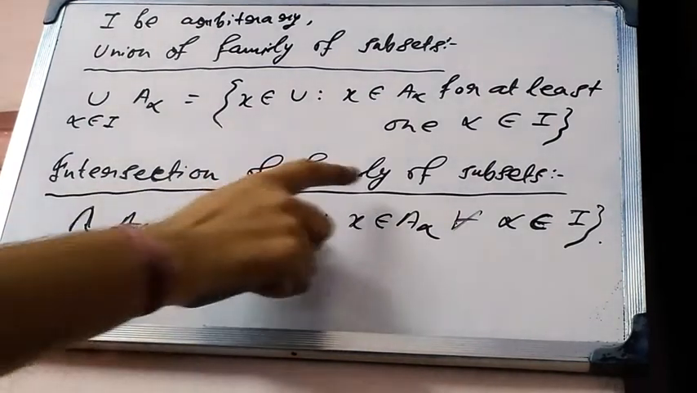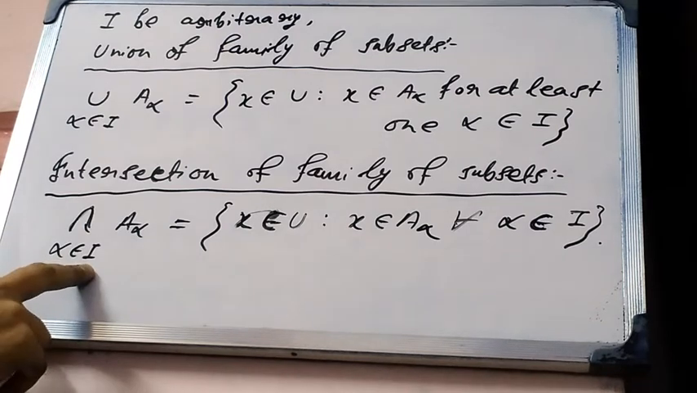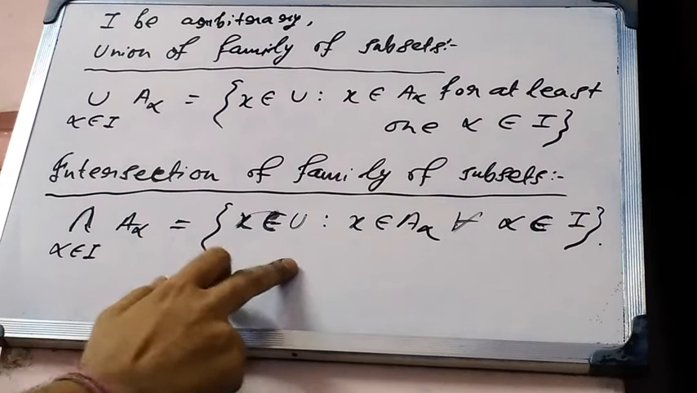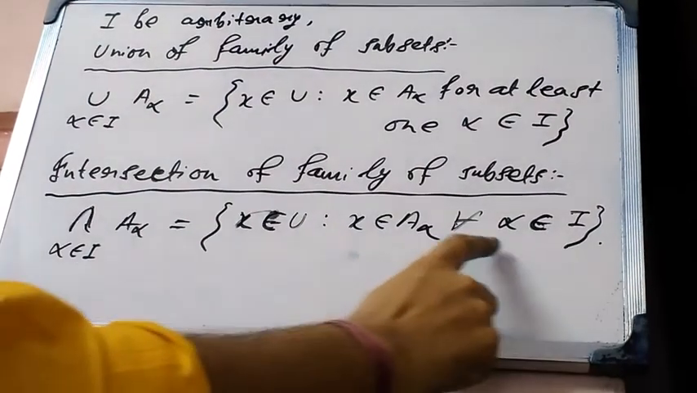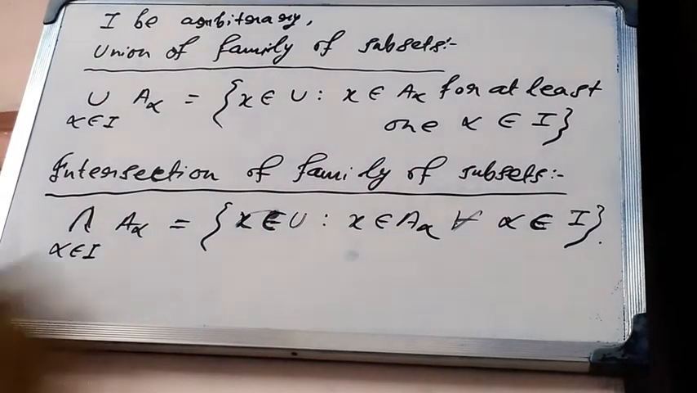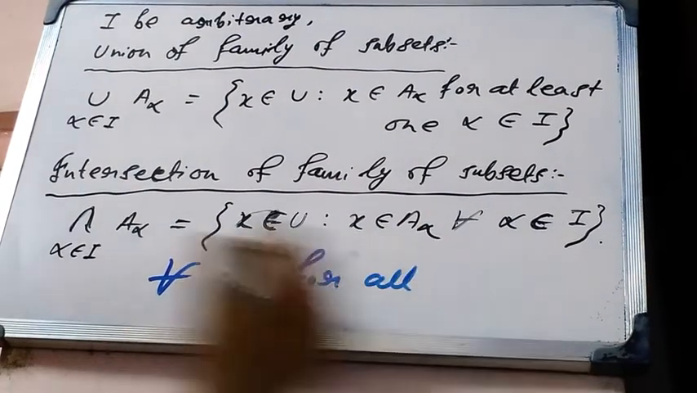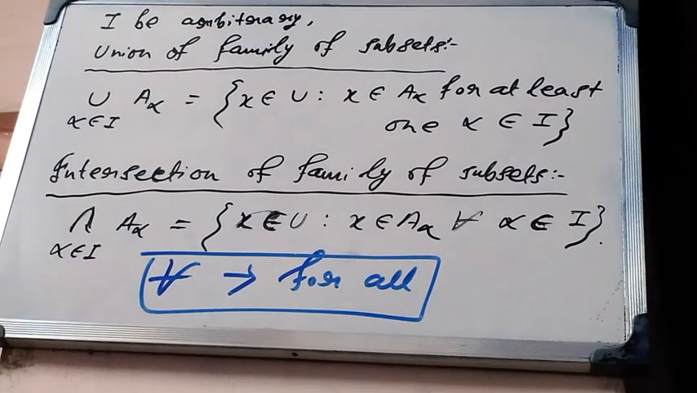And the intersection of the family of subsets can be expressed as intersection alpha belongs to index set I, A alpha is equal to X belongs to universal set U, such that X belongs to A alpha for all alpha belongs to I. This sign means for all. So remember this one, this notation means for all. This is a universal notation and used everywhere in mathematics.